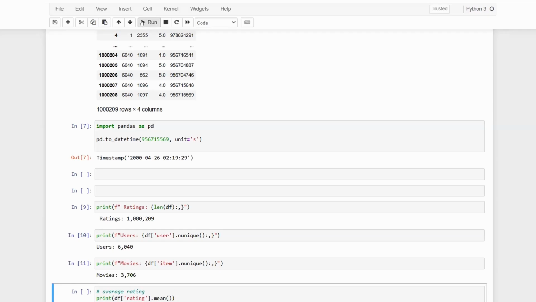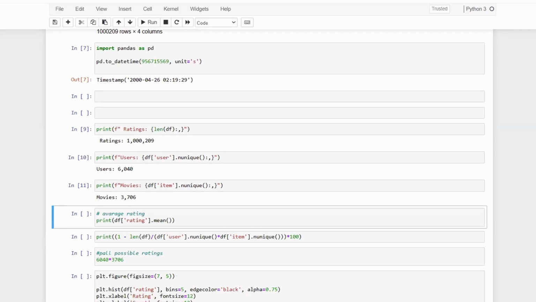Then you also look at how many movies we have. We have about 3,706 movies. And what is the average rating? The average rating is actually nice because it's about 3. It would be sad if the average rating was 2, which means the movies that this company has were horrible for the users. But it's a little bit nice, so most of the movies that are here were being liked.